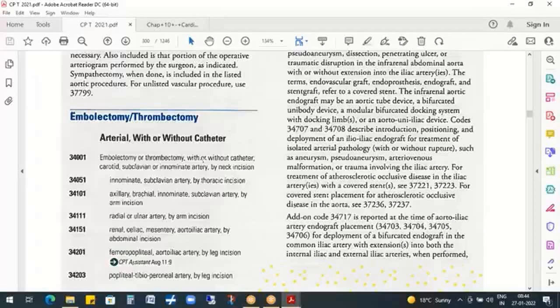Can anyone in the class, if any coder is there, define thrombus and embolism? What is the difference between these two? Movable blood clot is called embolus, sir. Yeah, write down: movable blood clot is embolism. Thrombus means blood clot at a particular location, not movable.